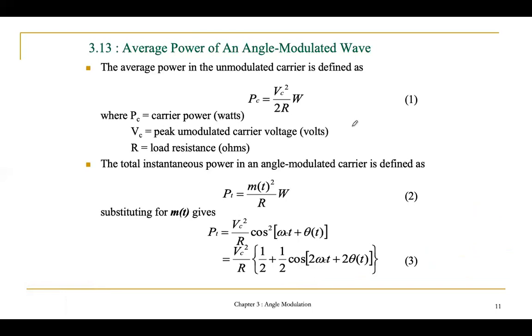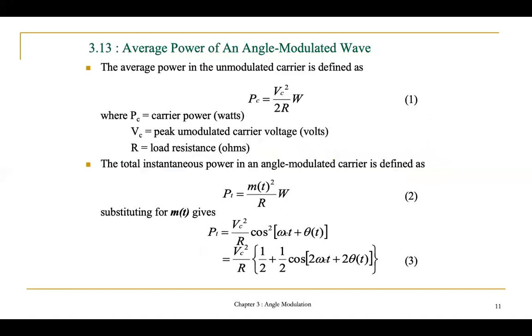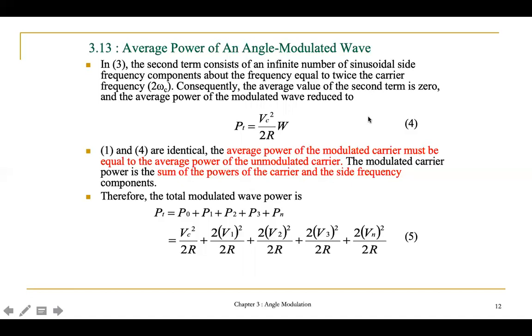So since this term is now zero on average, your P total will become Vc squared over 2R, equation 4. So equation 1 and equation 4 are identical. So the average power of the modulated carrier must be equal to the average power of the unmodulated carrier.